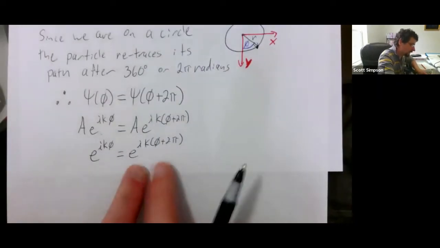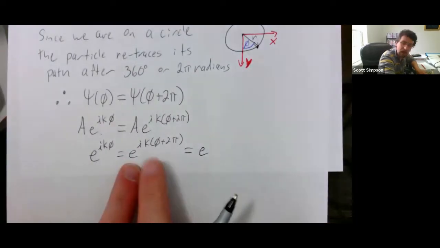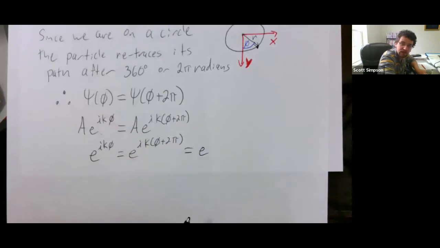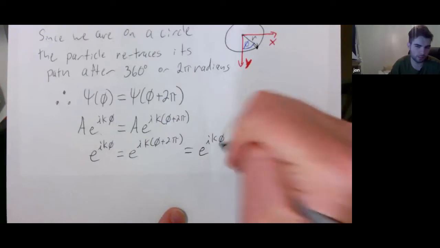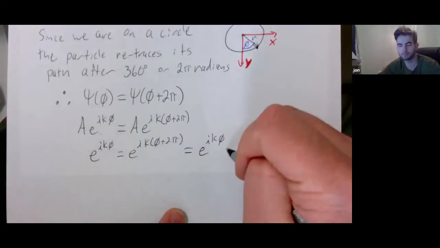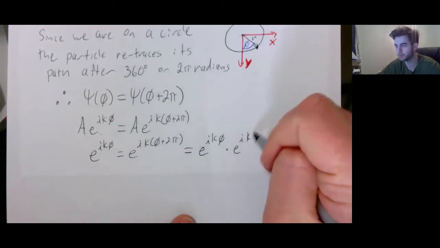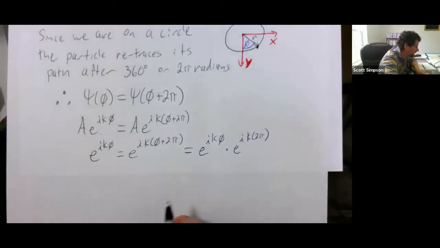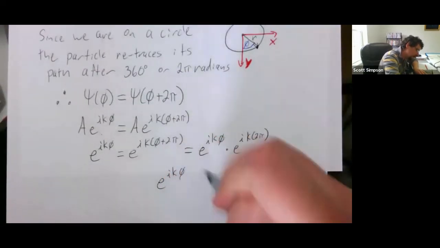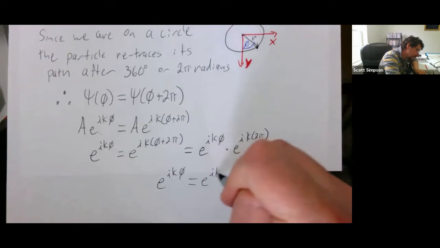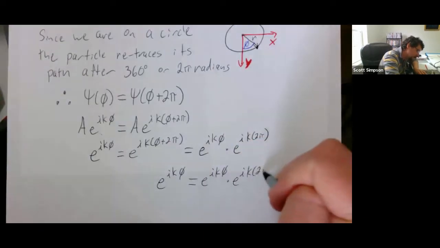Okay, so with this, we can split this apart into e's also. We could have this expressed differently. How could we express this guy? e to the i k phi times e to the i k 2 pi. Yep. Okay. So now we have this expression: e to the i k phi is equal to e to the i k phi times e to the i k 2 pi.